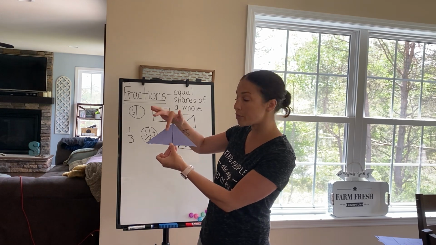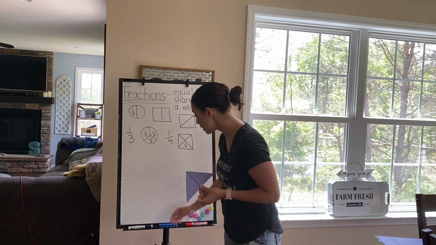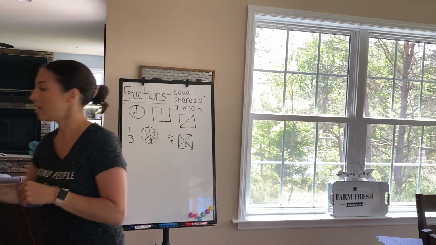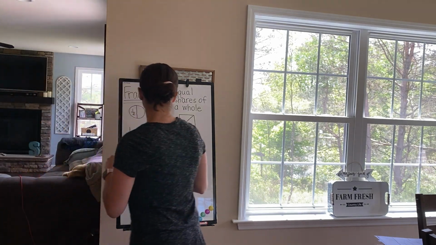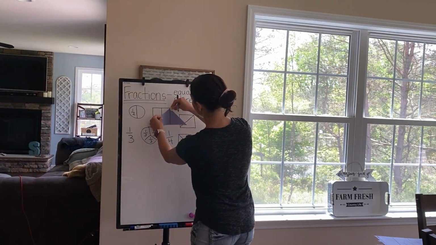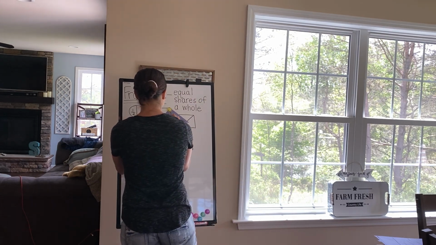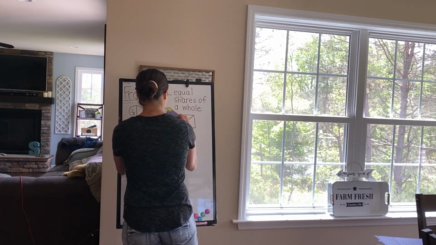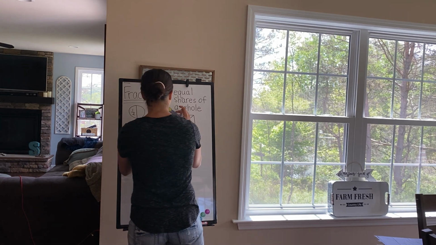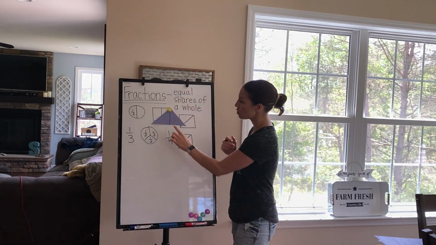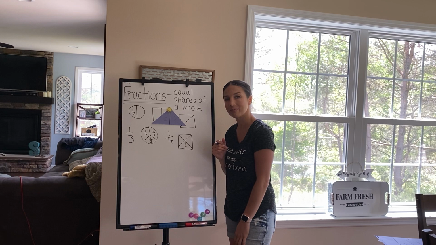Well, it's broken up into 2 pieces. So since it's broken up into 2 pieces, the bottom number, or the denominator, would be a 2, right? And they're each 1 piece. So take a look. It would be each 1/2 of the triangle, okay?